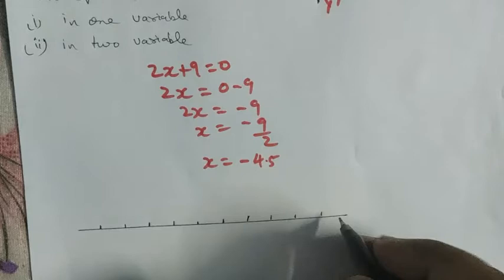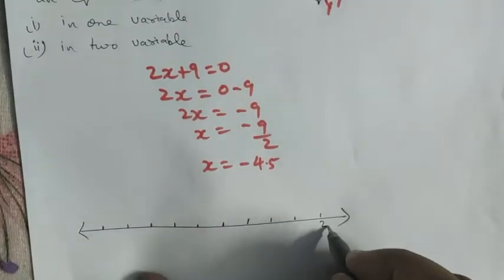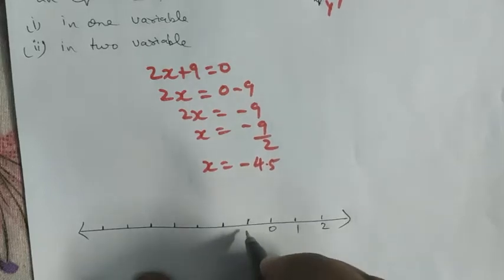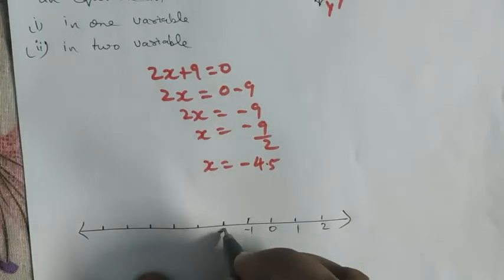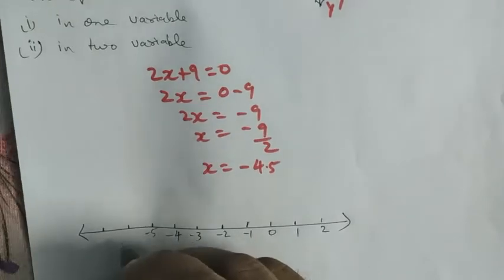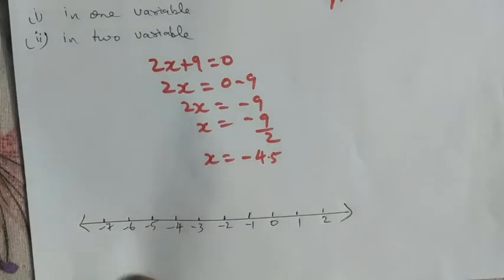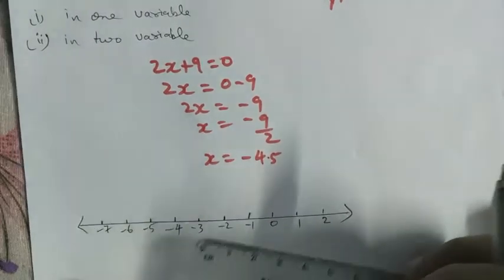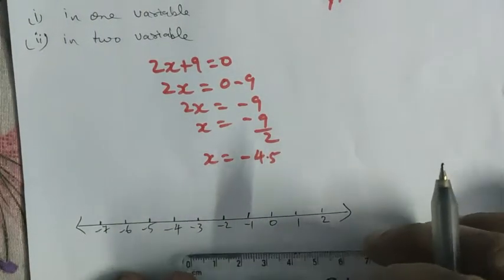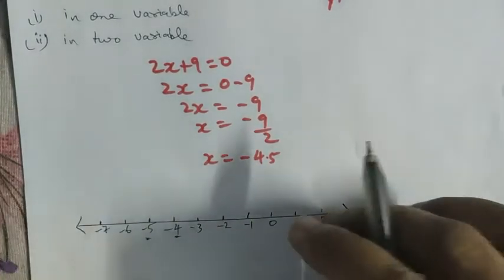Okay, so suppose this is plus 2, plus 1, 0, minus 1, minus 2, minus 3, minus 4, and this is minus 5, minus 6 and minus 7. Now, where will minus 4.5, or minus 9 by 2, be? Between minus 4 and minus 5.